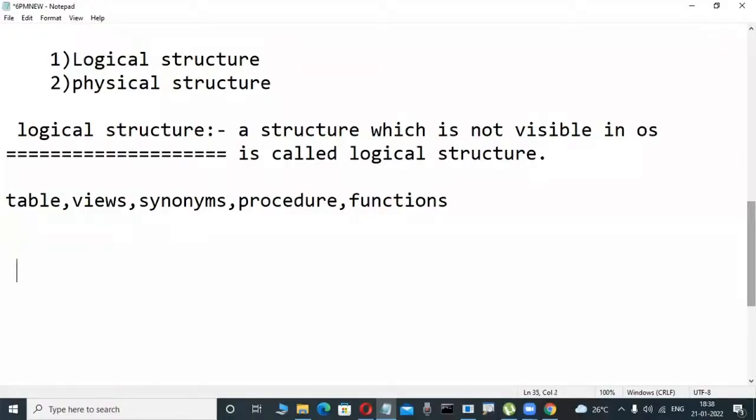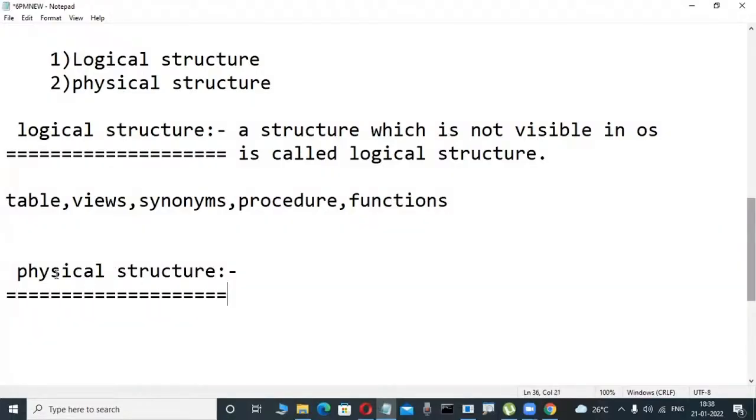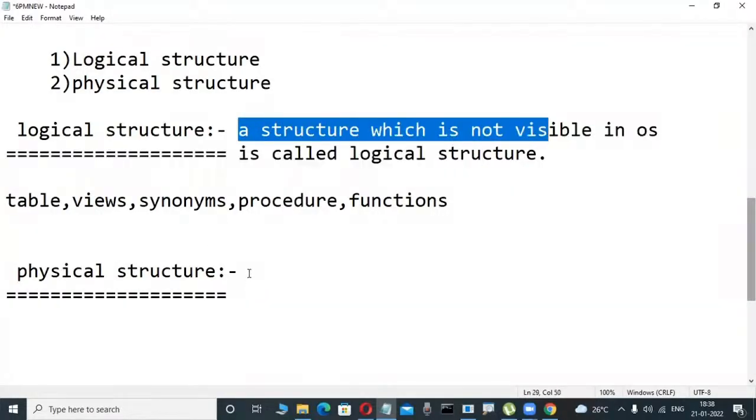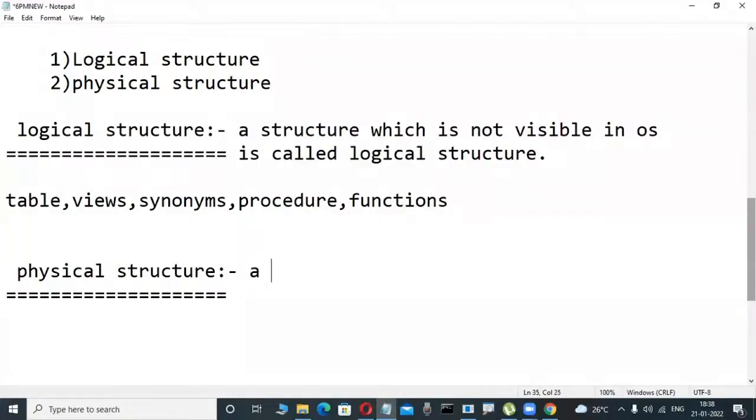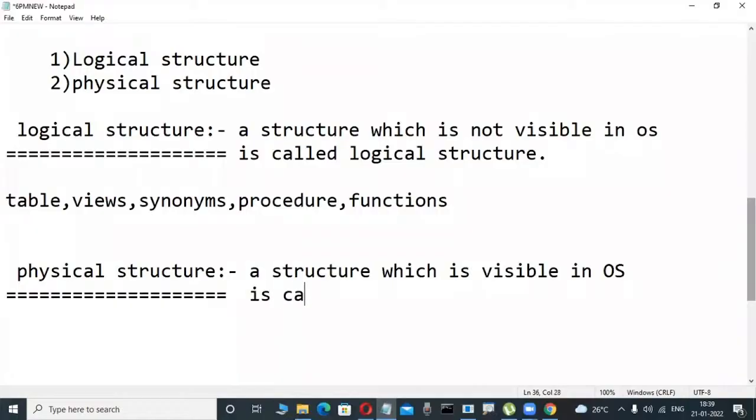Now observe it here. What is physical structure? Don't write it, just roughly observe it. Physical structure. Just for the idea. What does a physical structure mean? This is the opposite. A structure which is visible in the operating system is called a physical structure.